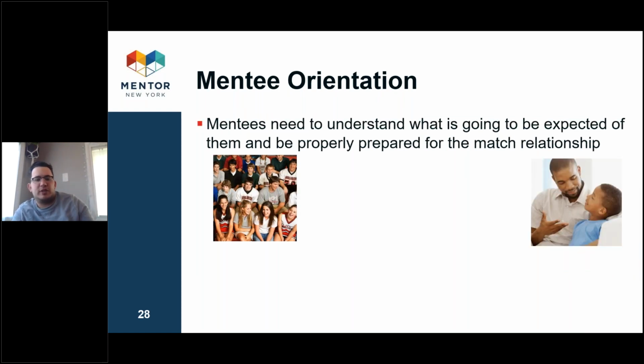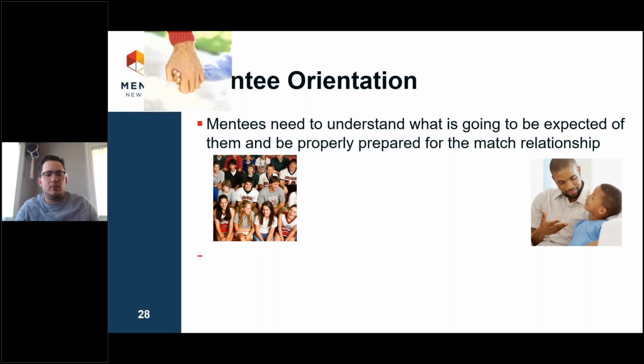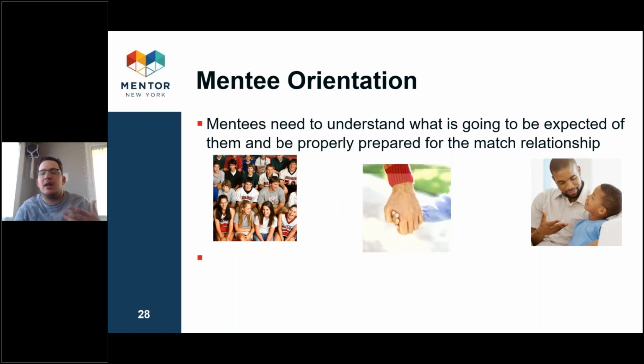Having a mentee orientation is really helpful. We want to make sure that they are a full and equal part of the mentoring relationship, and so what is expected of them, making sure that they're prepared. We want to make sure the mentee feels like an active participant and not a passive recipient, right? Mentoring is not something that happens to a young person. It is a relationship of which they are a co-equal member. And so we should treat them accordingly in the way that we do our trainings and orientations.